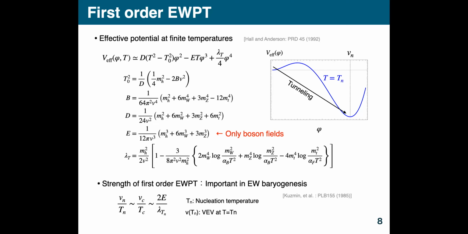This is the generic effective potential at the finite temperature system. And here we take the high temperature expansion limit. This quadratic term gives us the potential around the origin, and this cubic term lowers the potential. And then this quartic term lifts up the potential. Then the potential barrier between the false vacuum and the true vacuum can be produced.